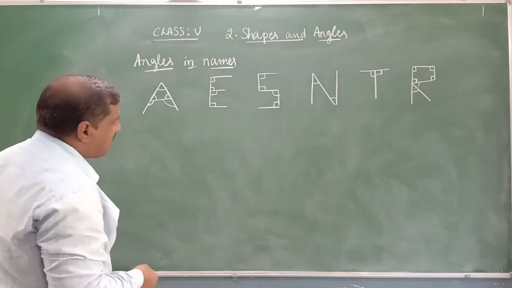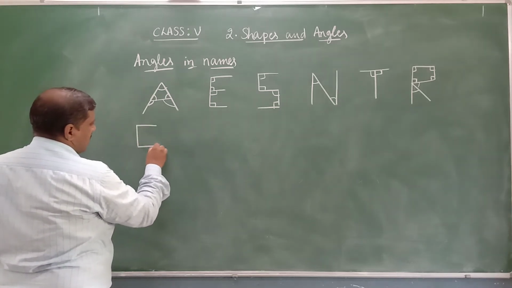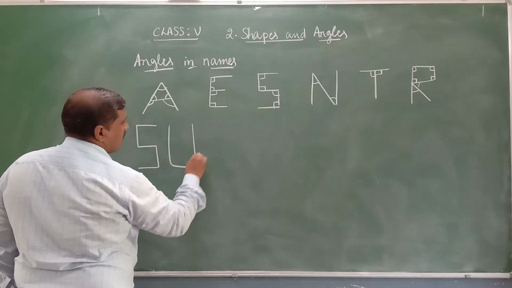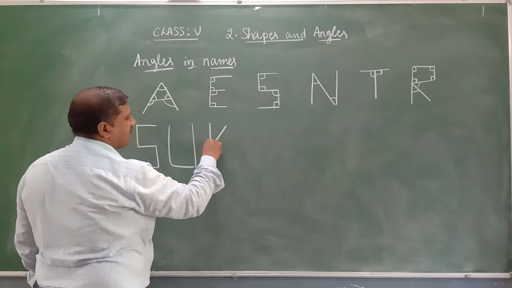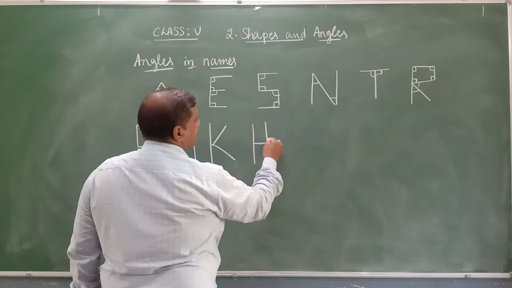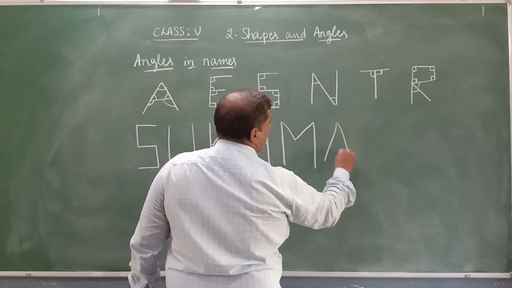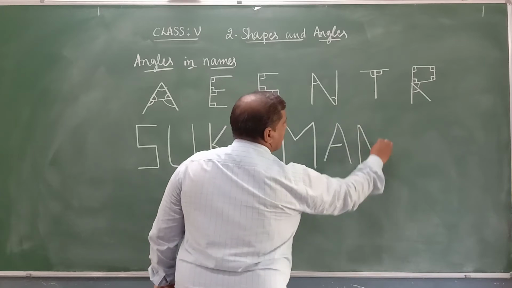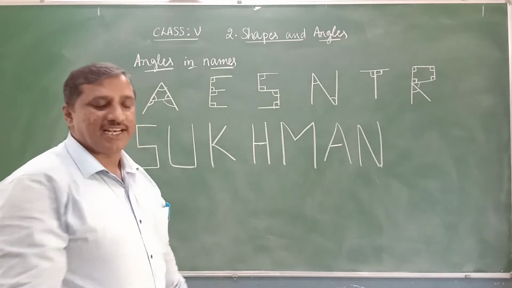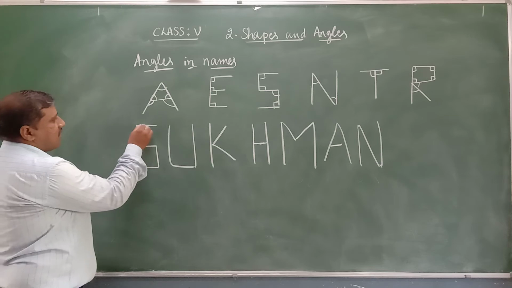So one is done in our textbook. Supman. This is the letter S, and U, K, H, M, and this is M, and it is N. Like this, we will write a name. You also can try with your name or your friends' names or your family members' names. Identify the angles, mark the angles.